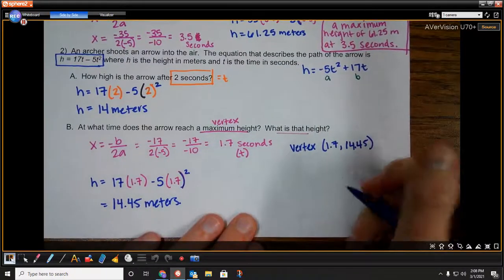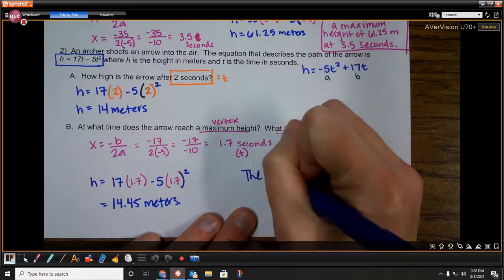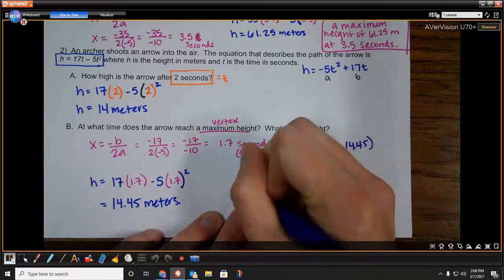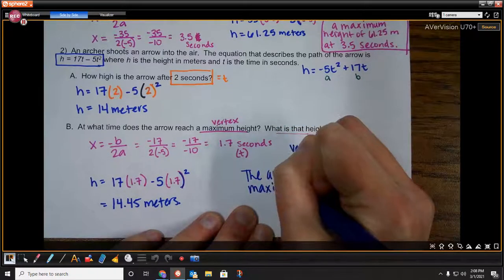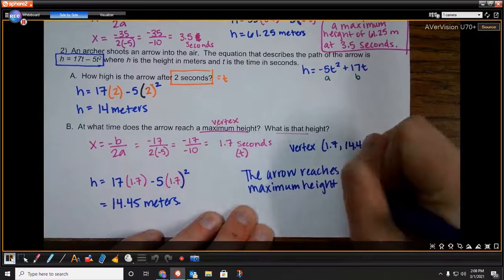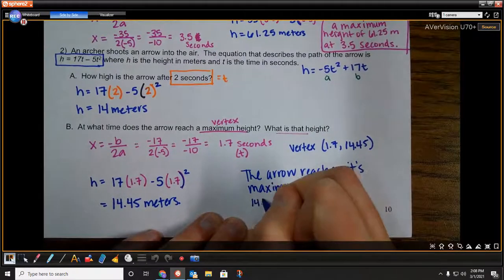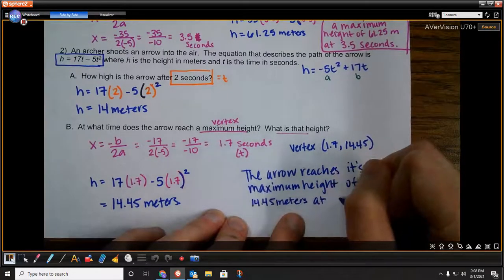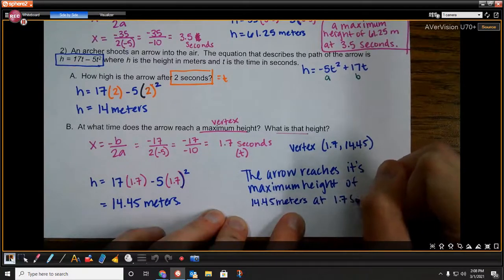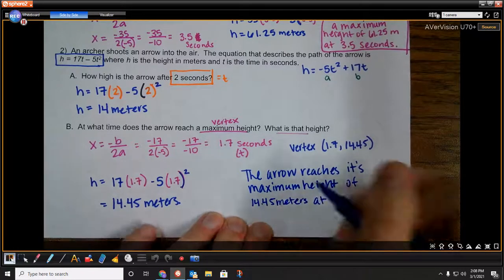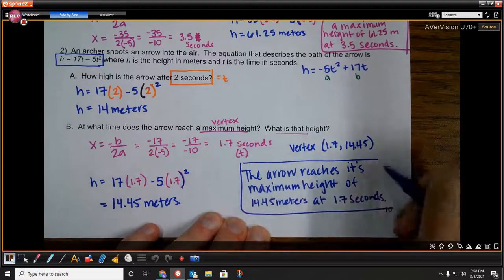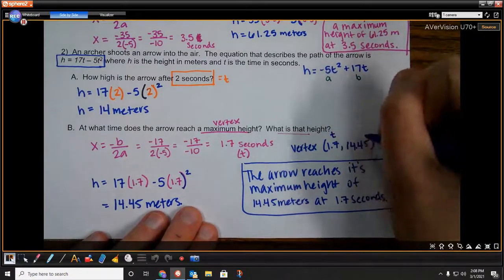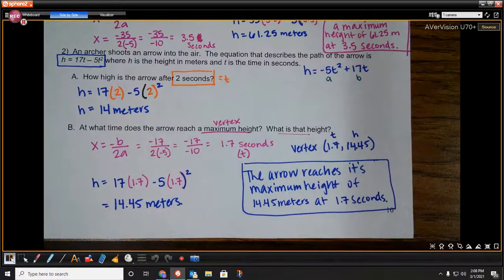So how we would write that is we would say the arrow reaches its maximum height of 14.45 meters at 1.7 seconds. So this is how we would write our final answer here. Okay? And remember that x was our t and the height was our y.